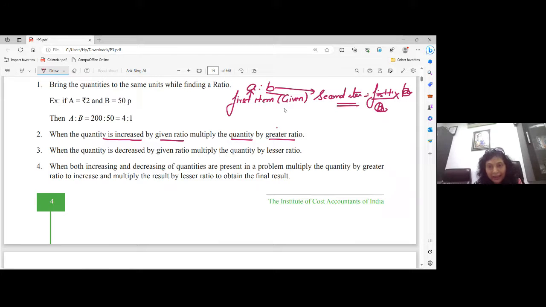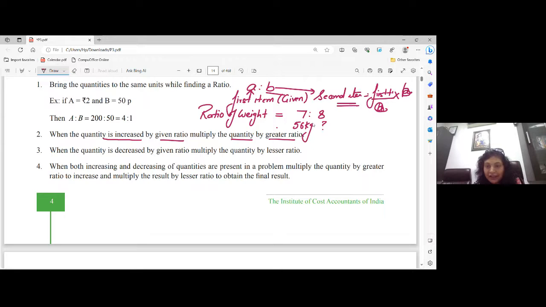Now suppose we say the ratio of weights of two persons is 7 is to 8. Ratio of weight of two persons is 7 is to 8. If the weight of first person is 56 kg, then find out the weight of the second one.